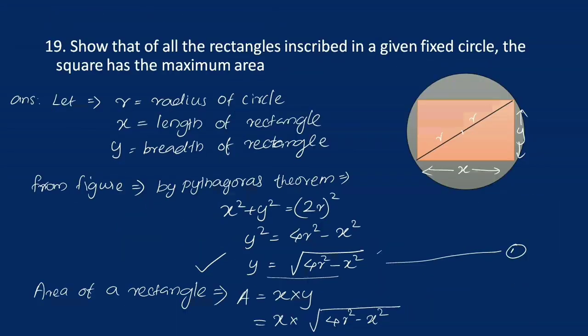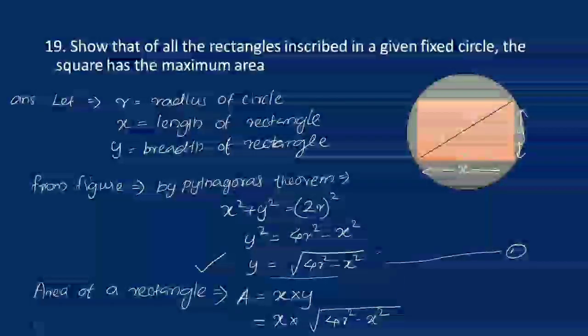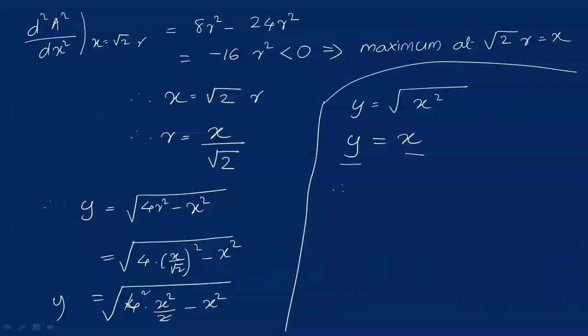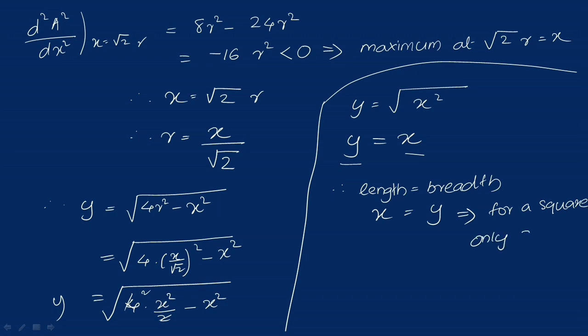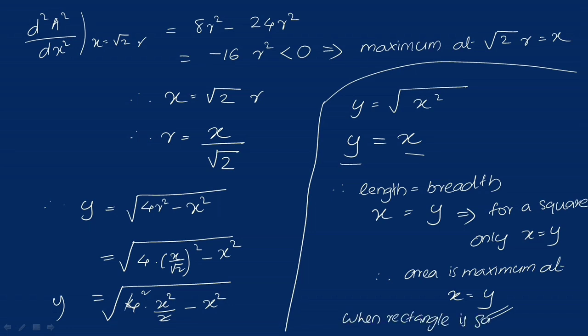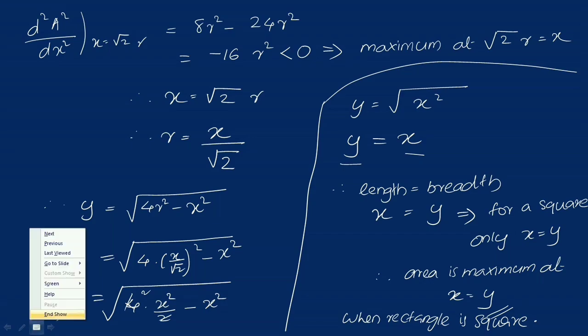Here in the figure we have said that y is the breadth of the rectangle and x is the length of the rectangle. It means length of the rectangle is equal to breadth of the rectangle. Only for a square, length and breadth become the same. So we can say that only for a square, x is equal to y, or area is maximum at x is equal to y. That is for a square. So when a rectangle becomes a square, only then the area is maximum.